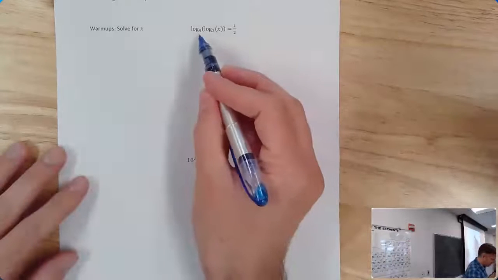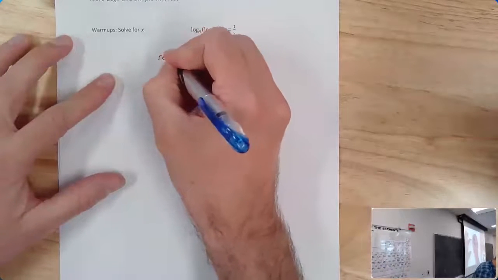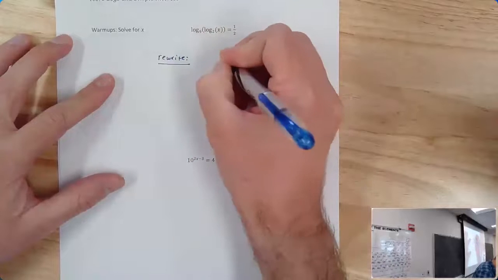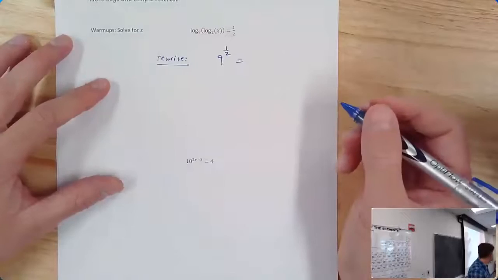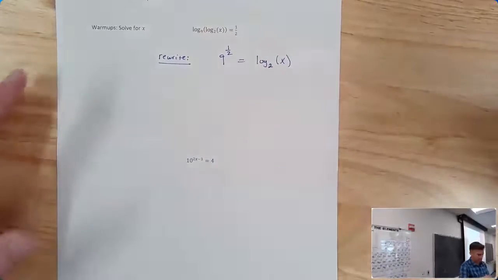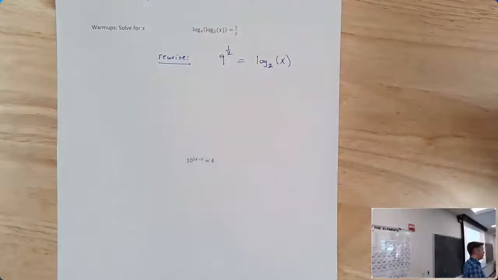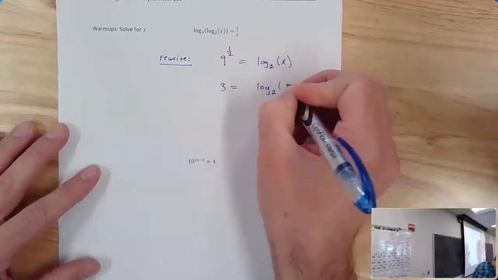So I see log base 9 of some stuff equal to 1/2, and I'm going to rewrite this as 9 to the 1/2 power equal to that stuff. The stuff being log base 2 of x. Now, we could go on like this and just rewrite it as 2 to the 9 to the 1/2. But we should be a little bit more careful here. We know that we can simplify 9 to the 1/2. That's the same as the square root of 9. So we should definitely rewrite this as 3 equal to log base 2 of x.